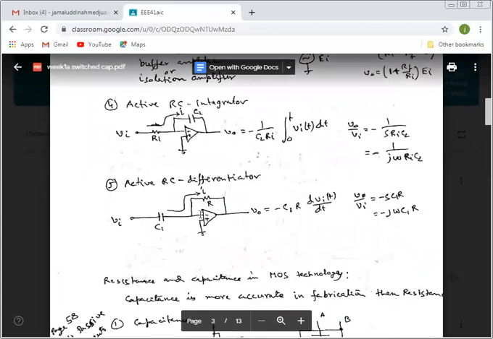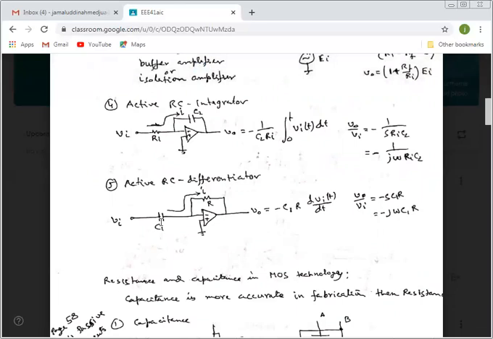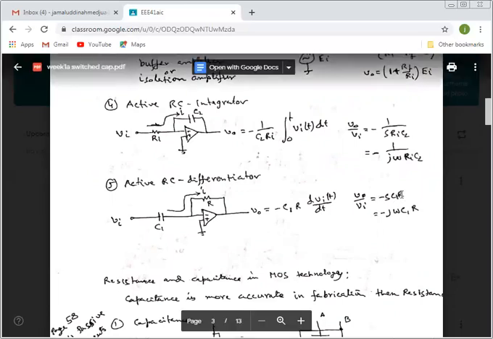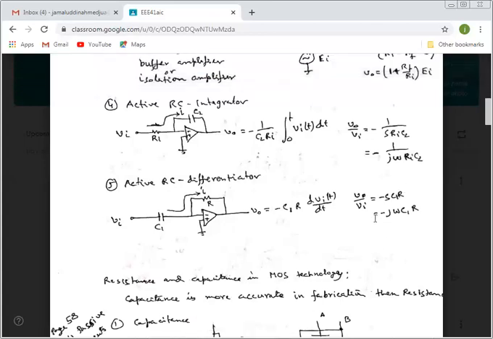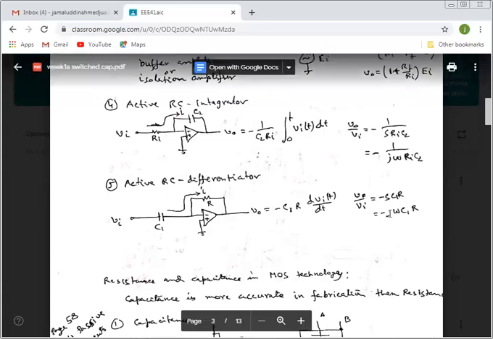For the differentiator, the resistance Ri is replaced with this C1 and then the RF is R. So here also RF divided by Ri, Ri is 1 over SC1. So V out by V in equals minus SC1 R. The R equals RF. Or we can write with the frequency response minus j omega C1 R.